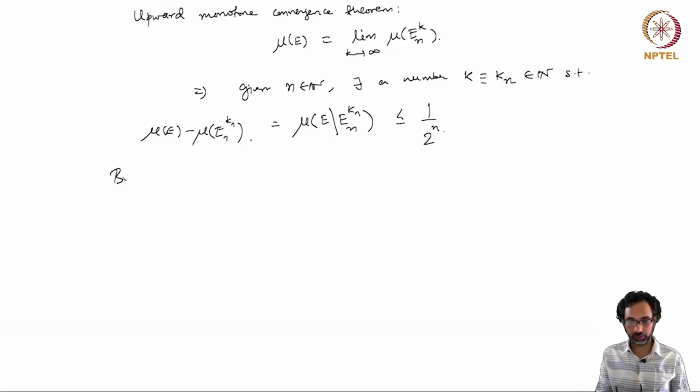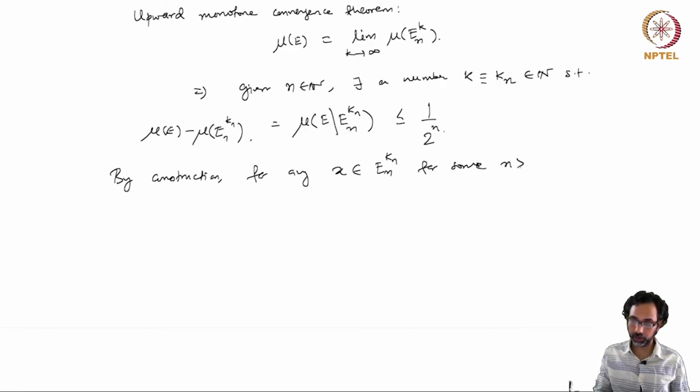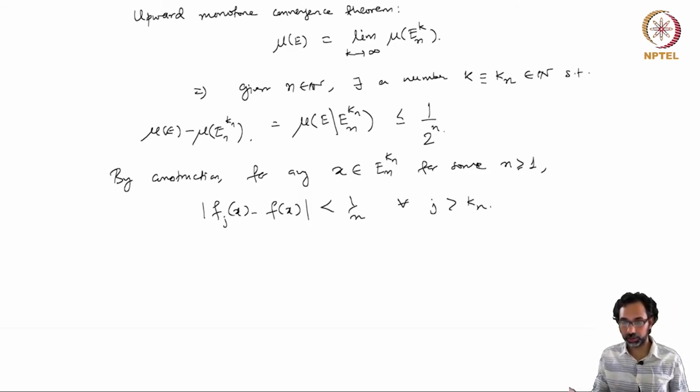So by construction we have that for any x belonging to E_{n,k_n} for some n greater than or equal to 1, the modulus of f_j(x) minus f(x) is less than 1 over n for all j greater than k_n. This is how we define the sets E_{n,k}, and so this holds by our construction of the sets E_{n,k}.